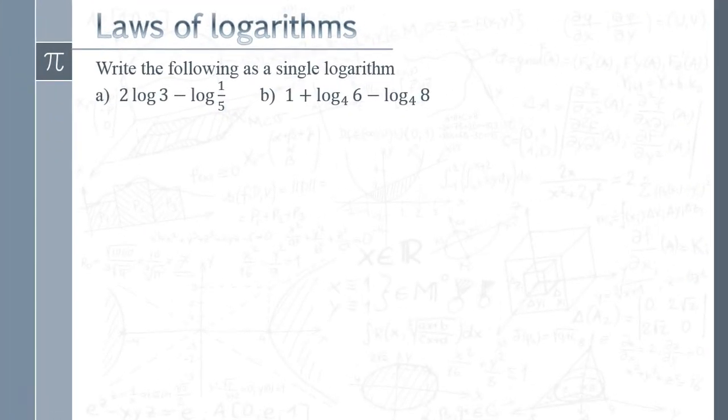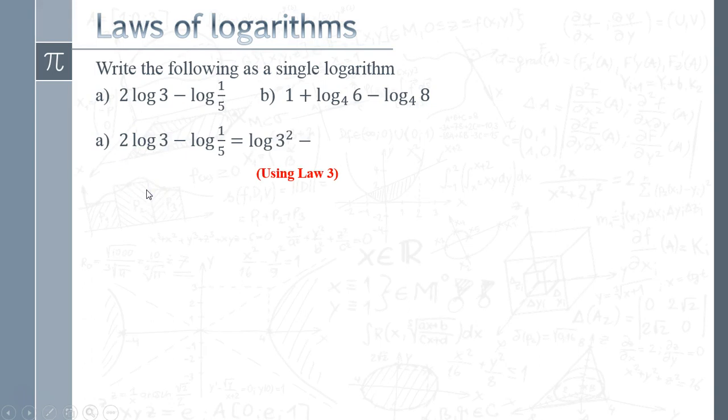Okay, so let's just have a look at a couple of simple statements that we can rewrite as single logs. So we've got 2 log 3 minus log 1/5. So here we go. What can we do with them? Well, this first one here, we can rewrite using law 3. There we go. So that's going to be log of 3 squared. And then log of 1/5, again think about the last thing we saw on that previous slide, gives us minus log 5. Okay, using that special case we looked at before.